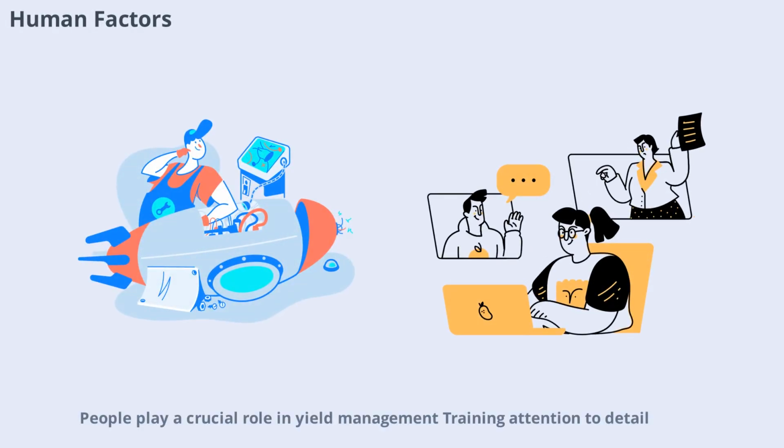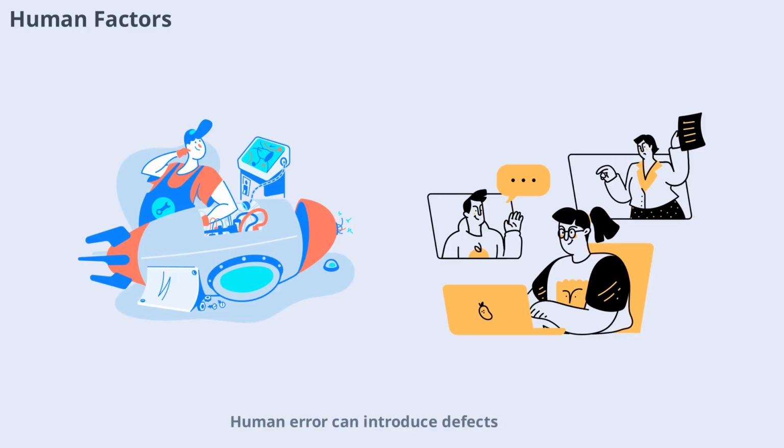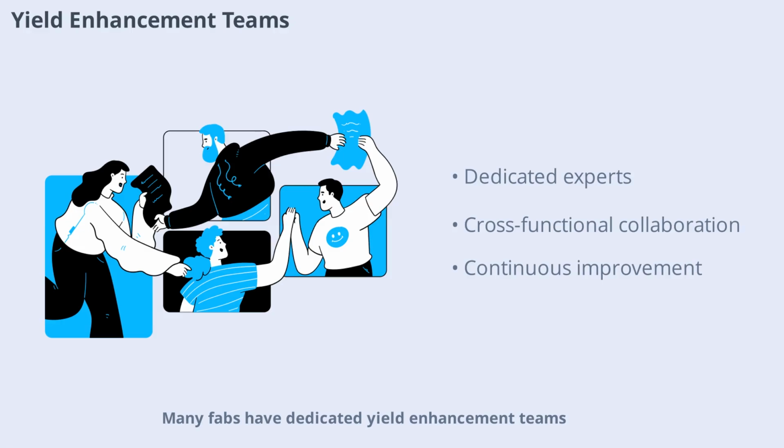People play a crucial role in yield management. Training, attention to detail, and adherence to protocols all impact defect rates. Human error can introduce defects, but a skilled and vigilant workforce helps catch issues early and maintain high standards throughout production. Many fabs have dedicated yield enhancement teams.